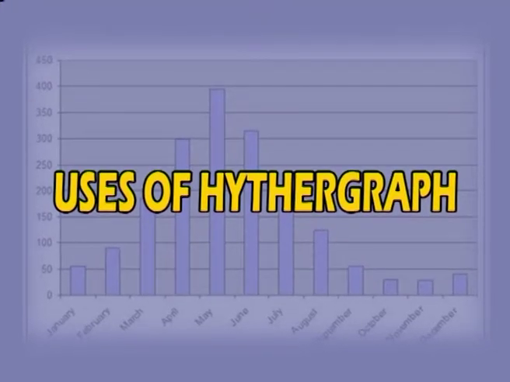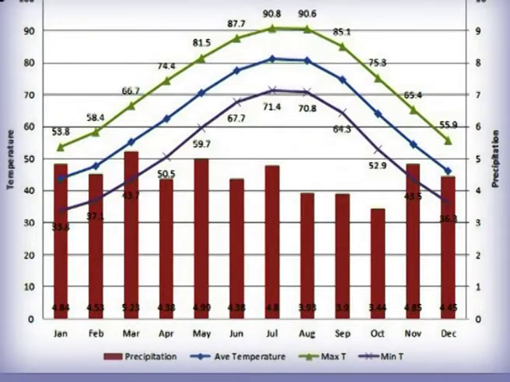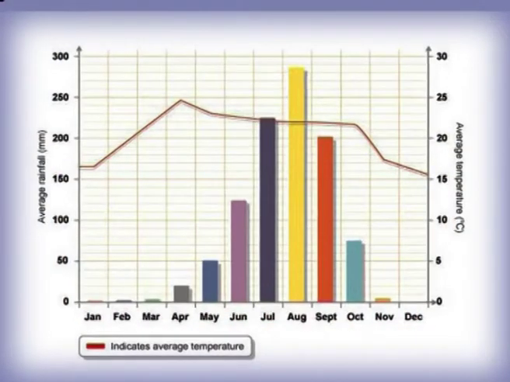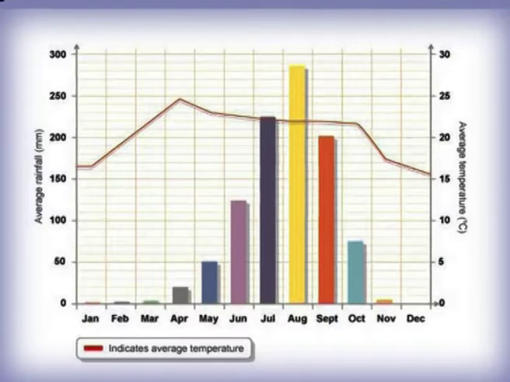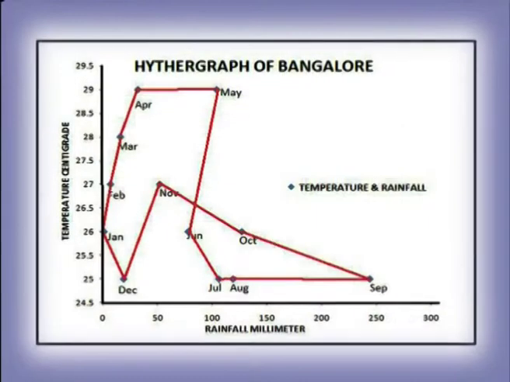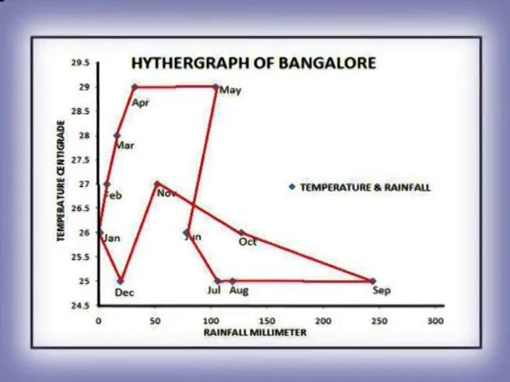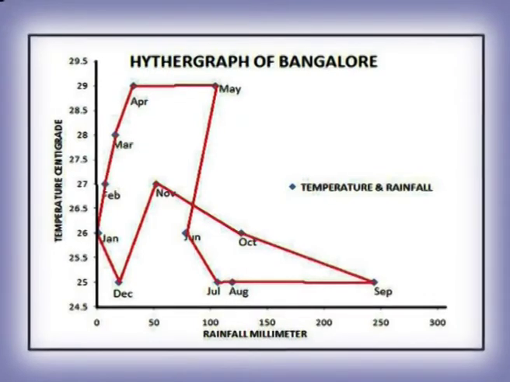Uses of Hythergraph. The 2 kinds of information shown by a Hythergraph are the average temperature and average precipitation of a particular place over a period of time. A Hythergraph for Bangalore shows higher precipitation in the summer months and the reverse for the winter months. This makes sense because it describes the weather patterns of such places as observed over hundreds of years.